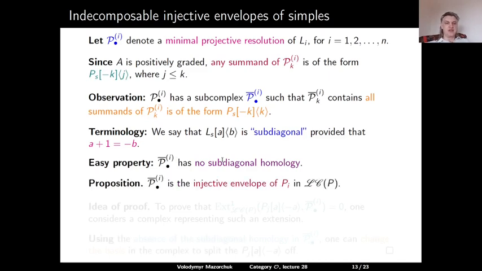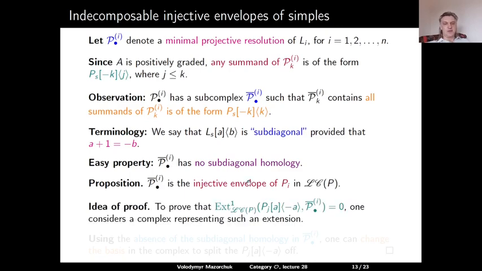And the main observation is that this complex is the injective envelope of the simple object P_i in the linear complexes of projective modules. And the idea of the proof of this: we need to prove that this complex is injective. The fact that it has P_i as a subobject is clear from the construction. So we need to prove that the first extension from any simple object to this complex vanishes.